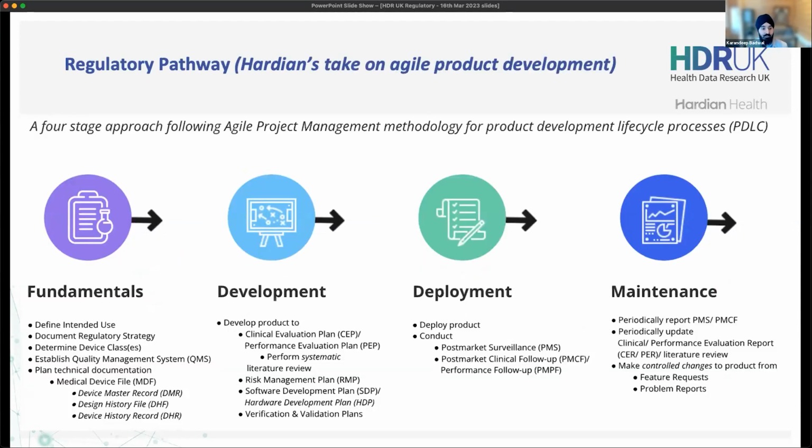So, the regulatory pathway: what does it look like? There is basically a four-stage approach. We have the fundamentals, we have development, and then we have deployment. And then the most important one is maintenance. A lot of companies make the mistake of thinking, okay, we have a UKCA mark, we have a CE mark, we can sit back and relax a little. But there are a lot of activities that need to be done post-market.